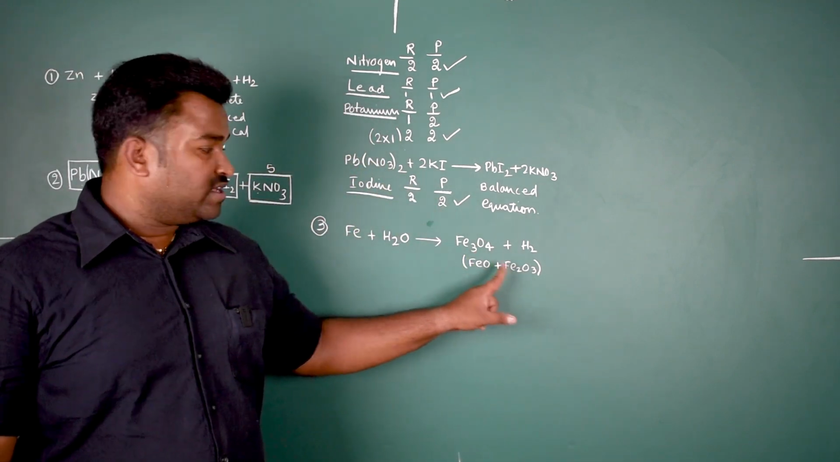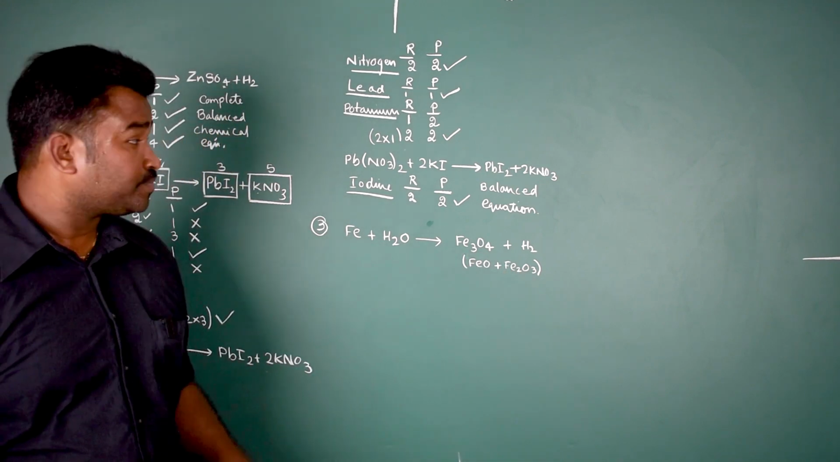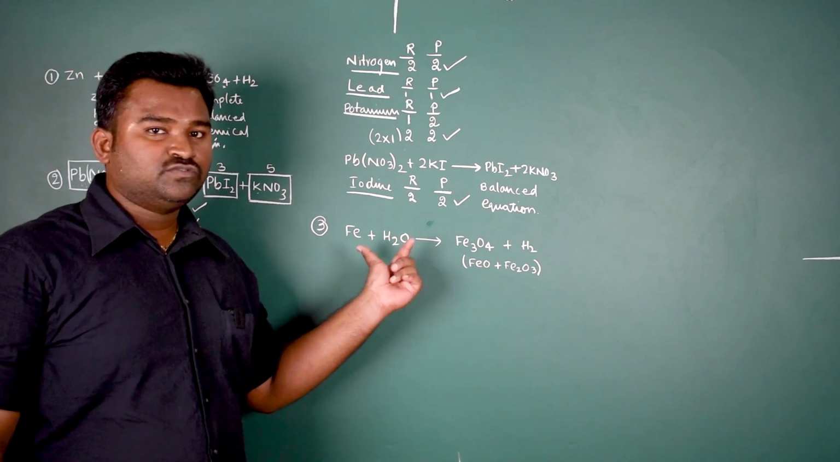Fe, 1 Fe, 2 Fe. So 1 plus 2, 3. 1 plus 3, 4. You understand this? Now, how to balance this reaction?